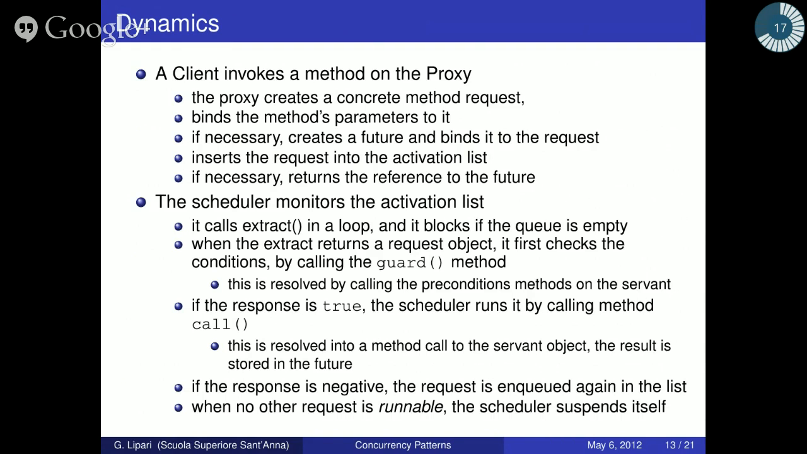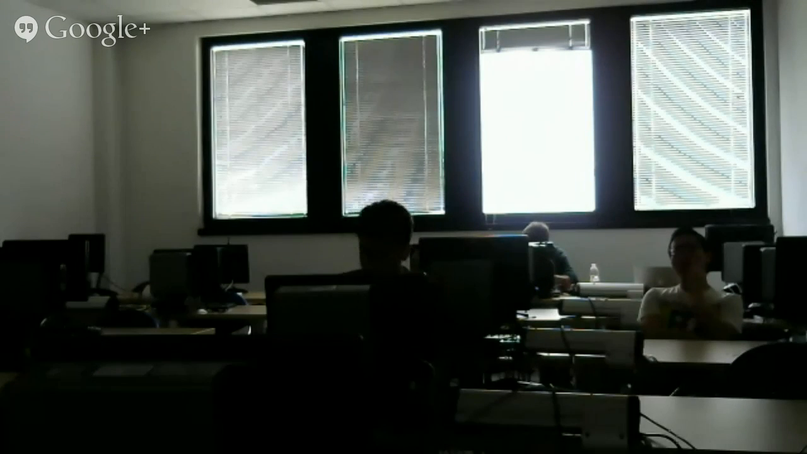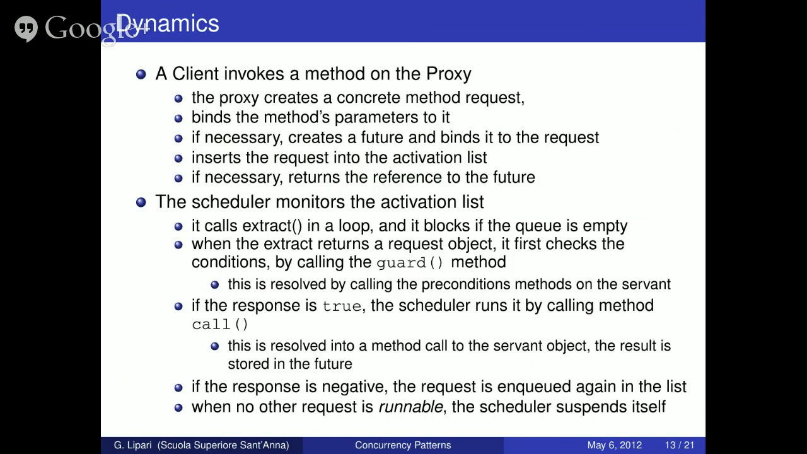The scheduler monitors the activation list. It calls extract in a loop, and it blocks if the queue is empty. When the extract returns the request object, it first checks the condition by calling the guard method, and if the response is true, the scheduler runs by calling the method call. Okay, so basically you decouple the client on one side and the scheduler on the other.